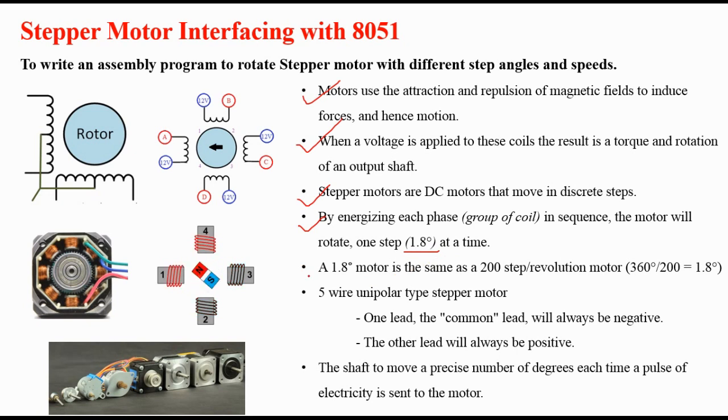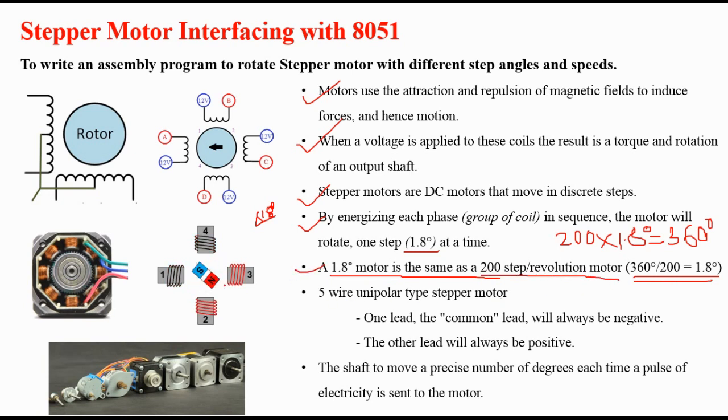So you can calculate here, if the motor is getting rotated one step with 1.8 degrees, there can be a total of 200 steps for one revolution. Meaning 200 into 1.8, you will get 360 degrees. So that's why it is called a 200 steps per revolution motor.